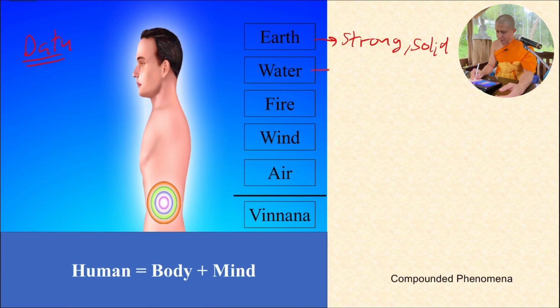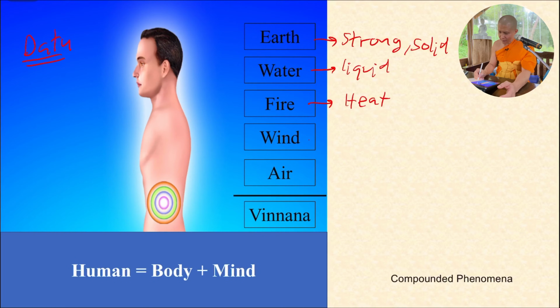The second dhatu, or element, is water. Water is liquid. You can think of the blood, saliva, okay? We have liquid in the body. And the third dhatu, or element, is fire. You feel heat, temperature.